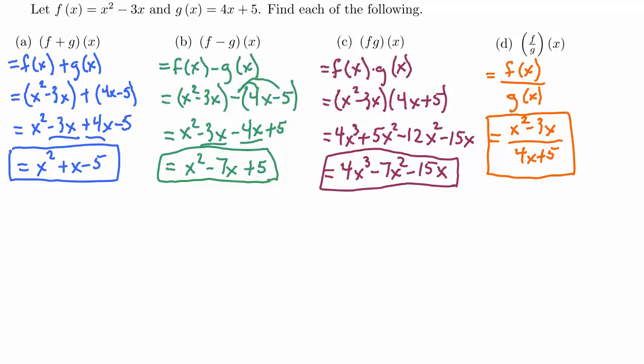Let's look at the domain. The domain is very important for this type of question. F of x, because it's a polynomial, its domain is all real numbers, negative infinity to infinity. G of x, again, is also a polynomial. Therefore, its domain is all real numbers, negative infinity to infinity. Now notice that if you intersect both of those together, the intersection is everything. Therefore, for A, B, and C, the domain will be all real numbers, negative infinity to infinity.